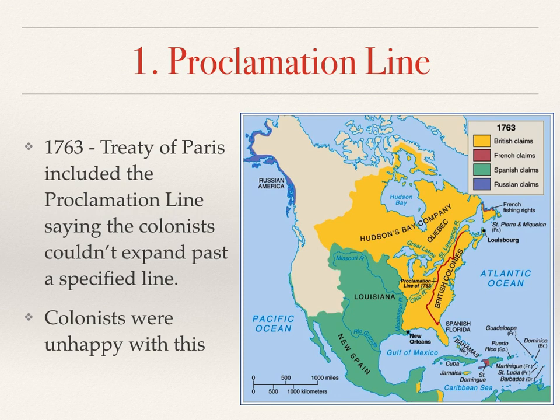First, the British signed the Treaty of Paris in 1763 at the end of the war. When a war ends, the treaty is signed. And in this treaty, they included the Proclamation Line. So this was a line that said colonists were not allowed to expand past. You can see it here. It is the red line on the map, and the colonists were very unhappy about this.